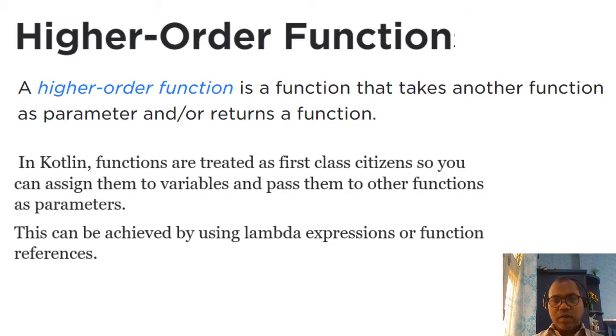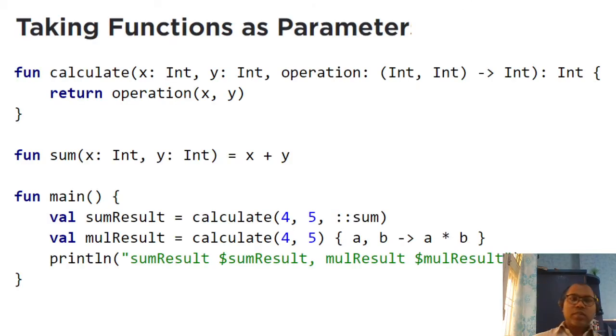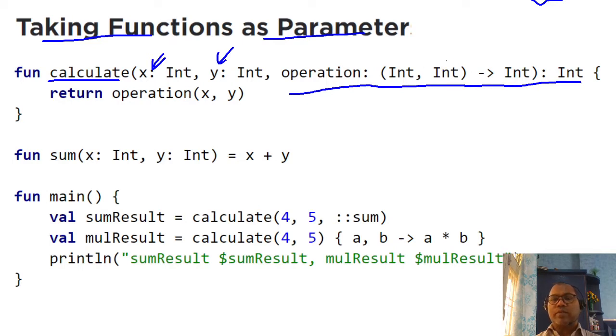So let us look at the syntax and semantics, and how we can write a function that takes another function as an input parameter. You can see now this function is a higher order function. Let us take an example. In the first example, we are taking a function as a parameter argument. Let's say there is a function, calculate, that takes two input arguments, an x value and a y value, and a third argument, another function. That function takes two input arguments and returns one output.